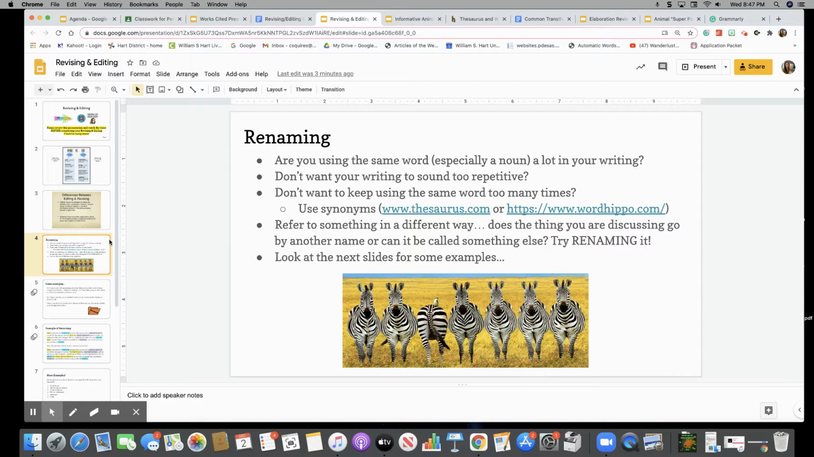overusing. For example, if you're writing about a cheetah and you're constantly saying cheetah, cheetah, cheetah, and it's fast, it's so fast, and you're just overusing those words and repeating way too much, then you want to use a thesaurus to help you to find different words. So I have two links here for you, thesaurus.com and wordhippo.com. Both of these are great choices.